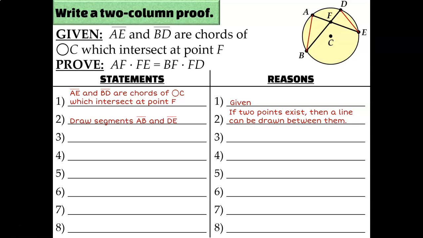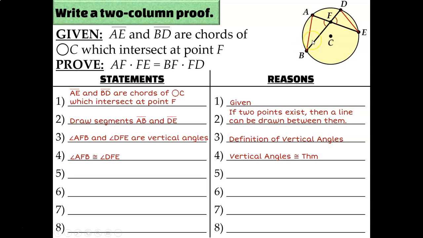So our goal is actually to prove that the two triangles that we just created by drawing those segments are similar to each other. To get started, we can use vertical angles. AFB and DFE must be vertical angles by the definition of vertical angles, which means they must be congruent to each other by the vertical angles congruence theorem.